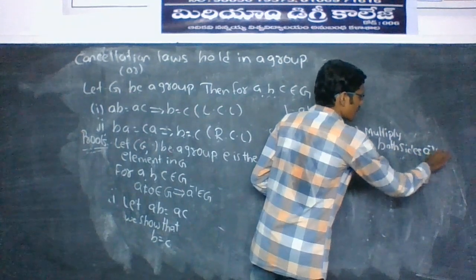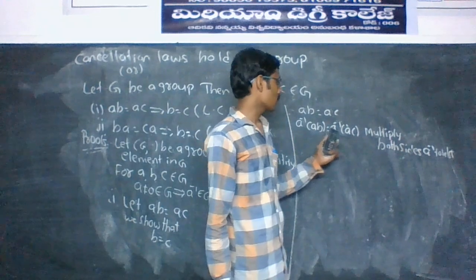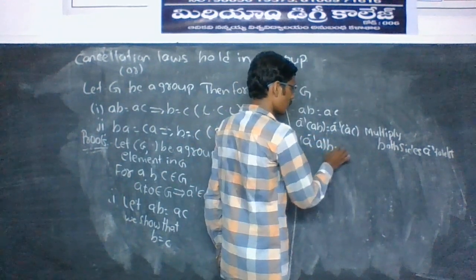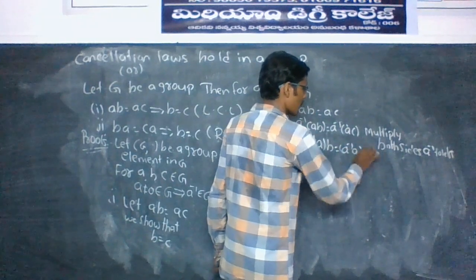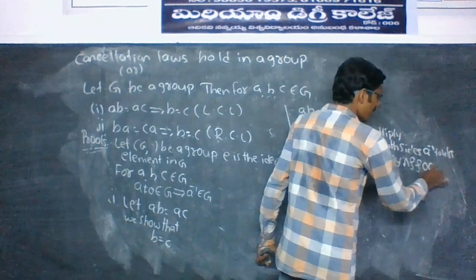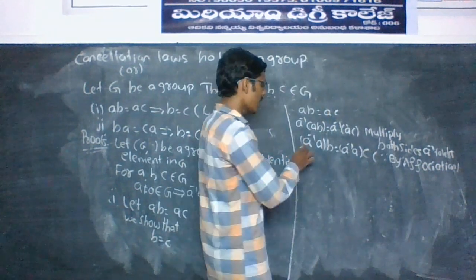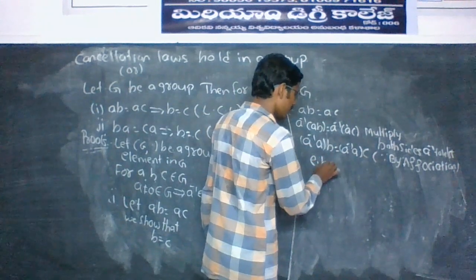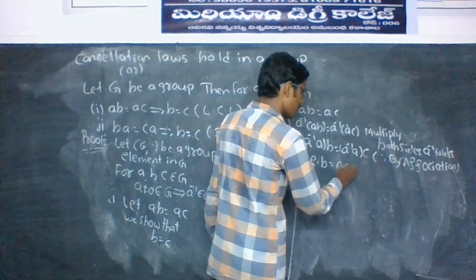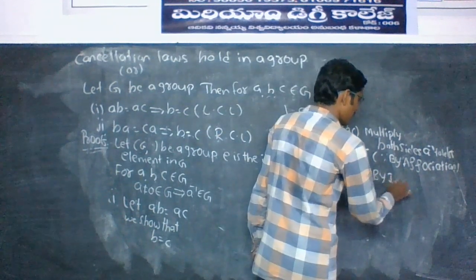Multiply A inverse on the left. A inverse AB is equal to A inverse AC. By the associative law, A inverse A into B is equal to A inverse A into C. A inverse A is equal to E by the inverse property.